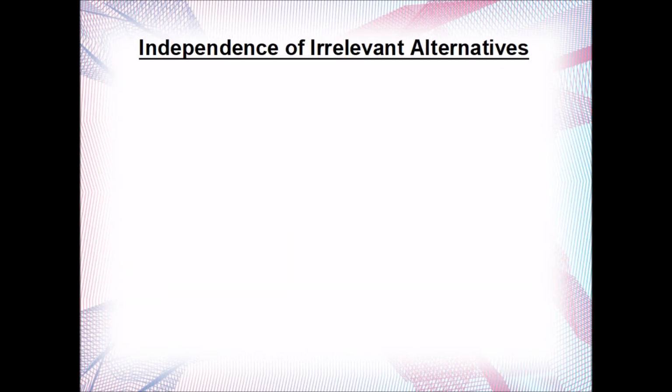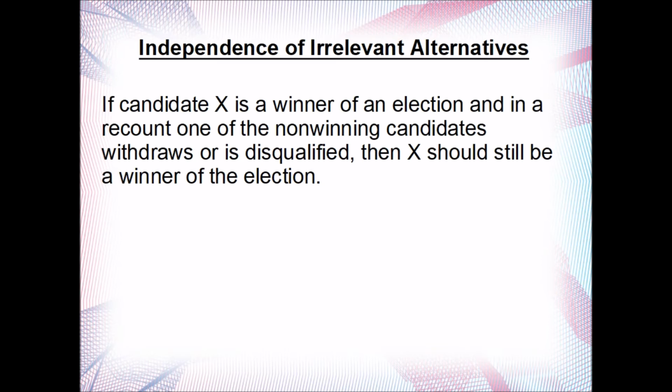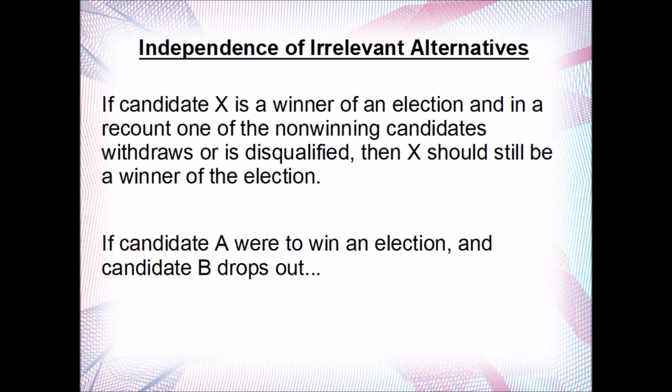My fourth fairness criteria is called the independence of irrelevant alternatives, or IIA for short. This says that if candidate X is a winner of an election, and in a recount, one of the non-winning candidates withdraws or is disqualified, then candidate X should still be the winner. For example, if candidate A were to win an election, but then candidate B drops out and candidate C wins, we have violated IIA. So, people who are in favor of this fairness criteria are definitely allowed to say that this was not fair.